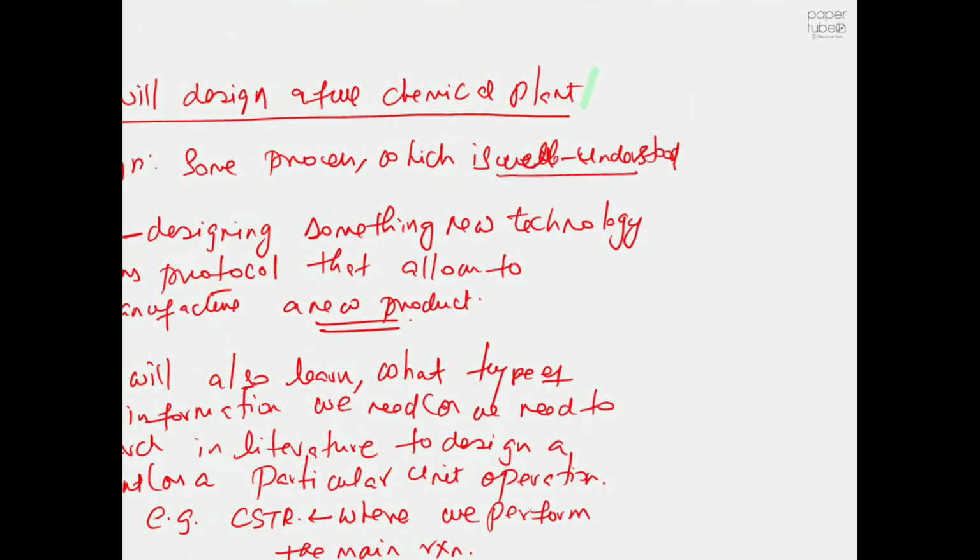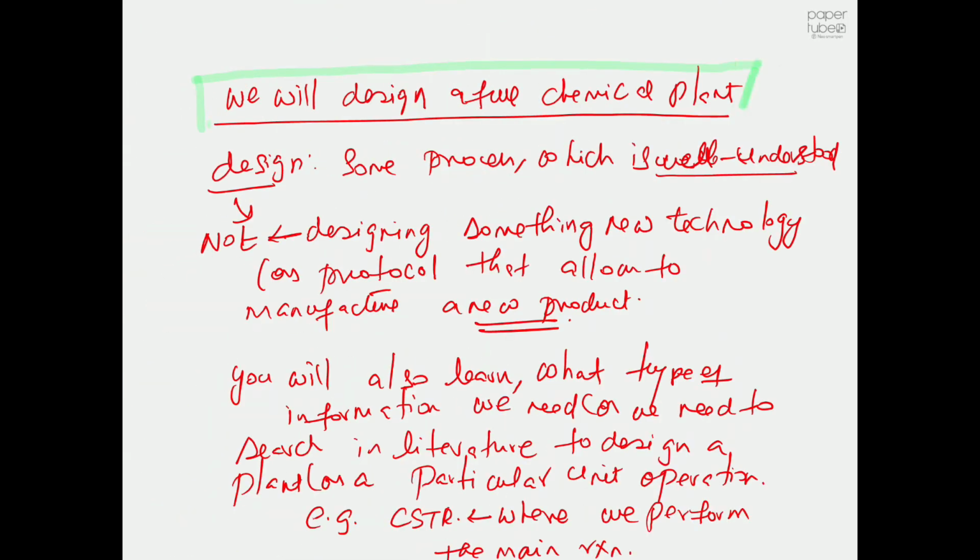Then we will design a chemical plant. I will try to design the manufacturing of a vinyl chloride monomer, and if we really have time, I can do one more example for you. Probably we don't need it. But if you are still struggling, I can show you one more plant.